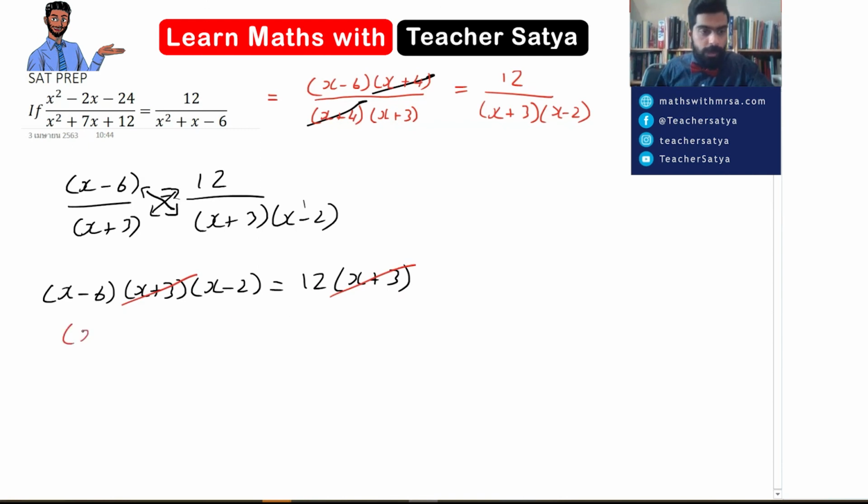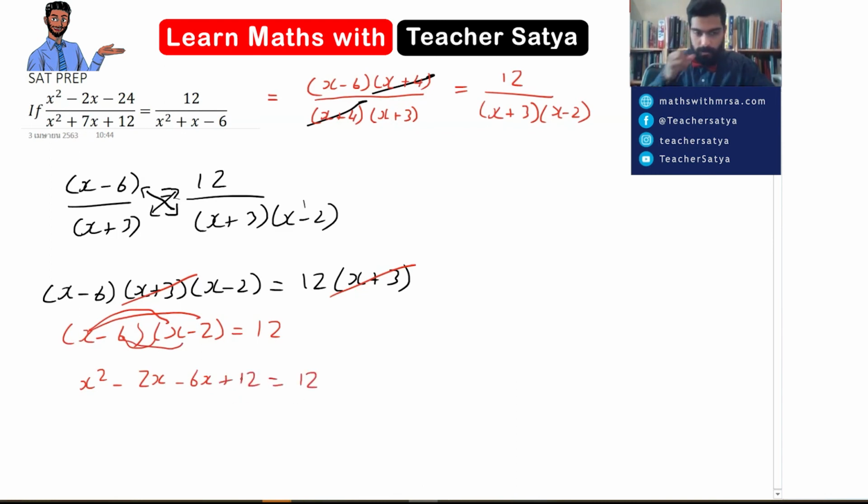Now what do we have left? We have x minus 6, x minus 2 is equal to 12. Now let's break the brackets. X times x is x squared, minus x times 2 is 2x. This would give us minus 6x. This would give us plus 12 is equal to 12. Right guys?